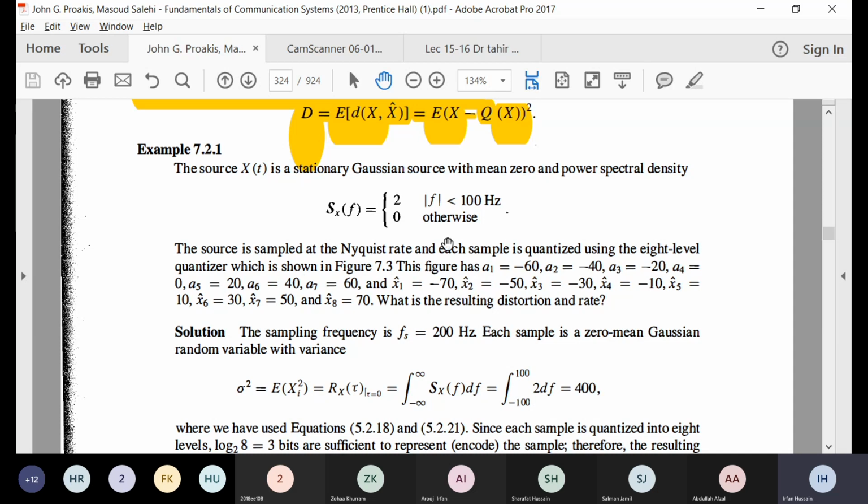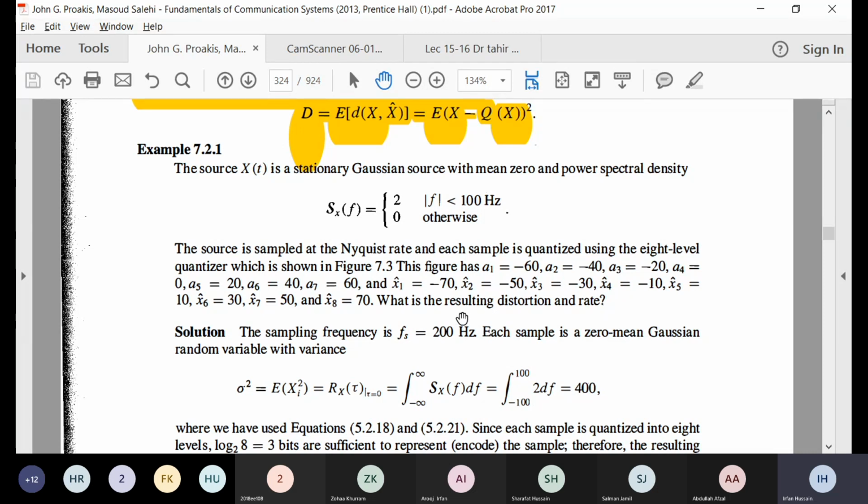Then each sample is quantized using the 8-level quantizer, which is shown in figure 7.3. We saw that figure previously, so we will be quantizing with that. The values of A1, A2 are given here. These we have seen were the boundaries, and the values of x1 are also given. These were the quantization levels, or the fixed amplitudes representing the different regions 1 to 8. So the question is, what is the resulting distortion, and what is the rate of the data coming out of the sampler?